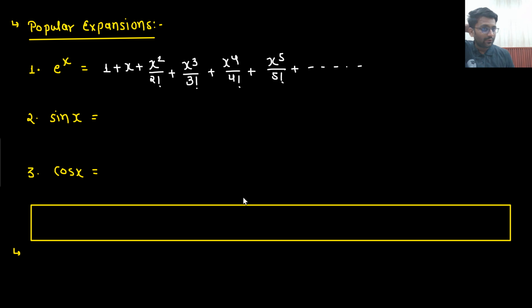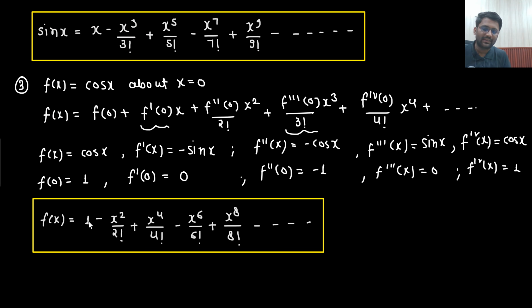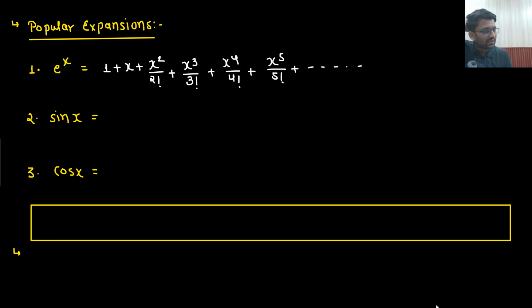Now there might be confusion in the future whether sin x will start from 1 or from x. Two expansions are there, no? This one starts from x, this one starts from 1. So that confusion would be there. So just put x equals 0 here. What is sin 0? That is 0 only. So it will start from x.